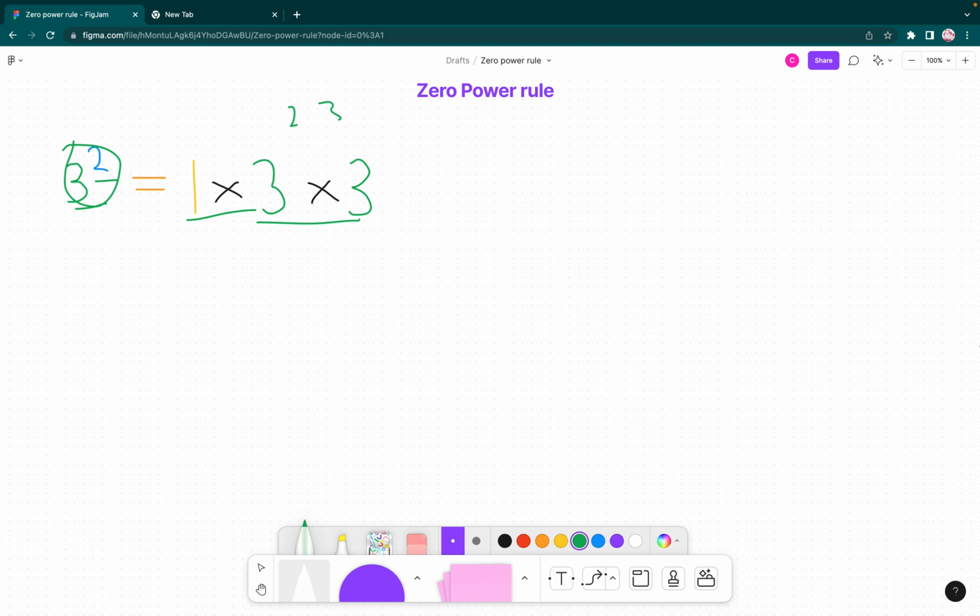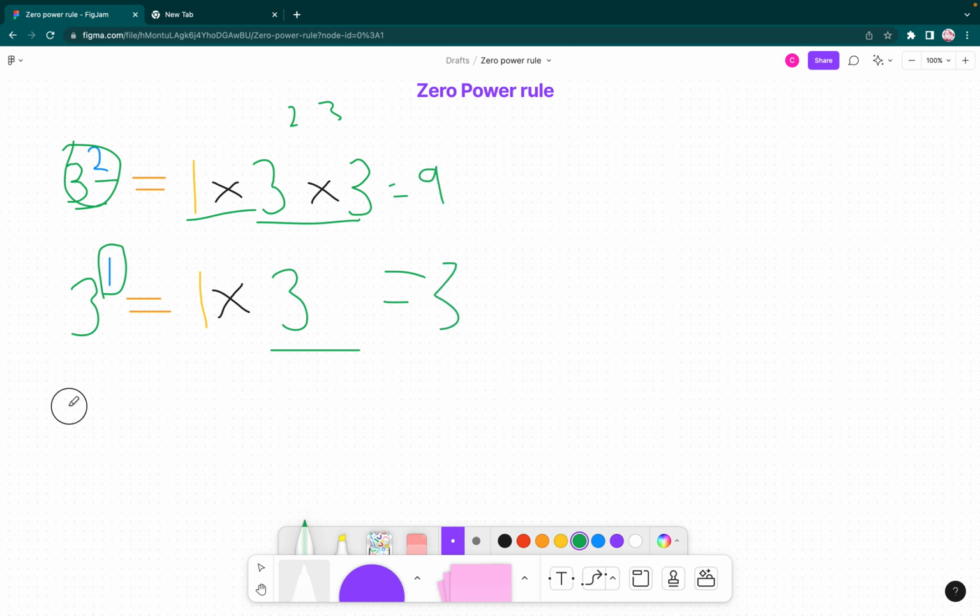So now we'll start going down and slowly we'll see. What if you had 3 to the power of 1? It is equal to 1 times 3. Only one 3, because there's only one in the exponent. Okay? So this will be equal to 3, and the previous one will be equal to 9.